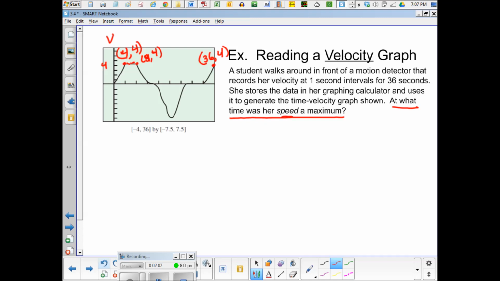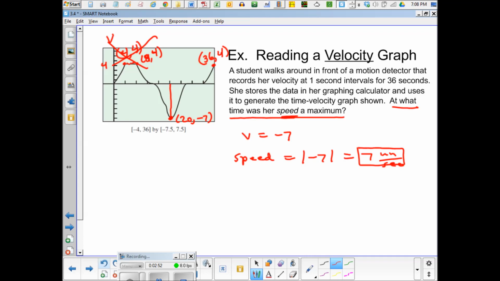But remember, we're talking about speed. Speed is the absolute value of velocity. So actually what we're really looking for is this point right here. This point is at 20, -7. So the velocity is -7, but the speed, being the absolute value of velocity, is 7 units per second, and that is faster than 4. So it is not up here that we should be getting our highest speeds from. Our highest speed is actually right here, the point furthest from the x-axis.